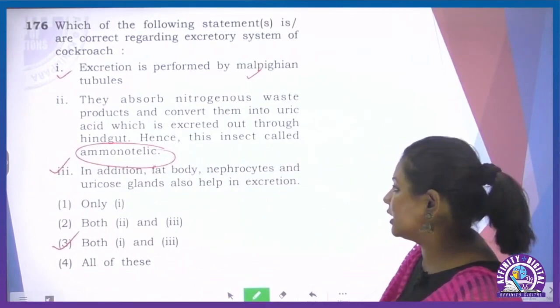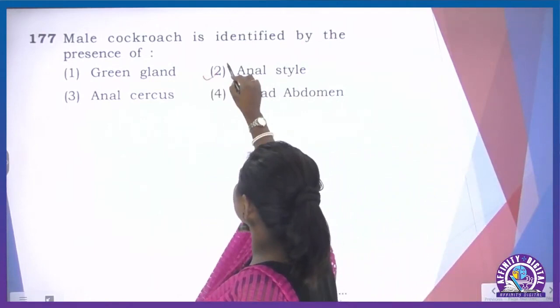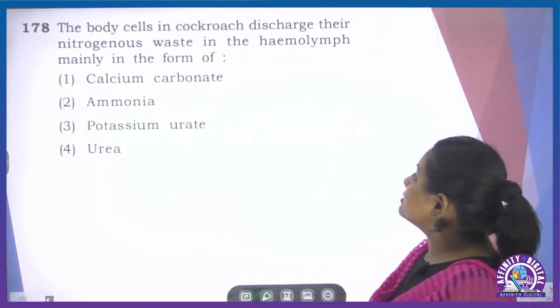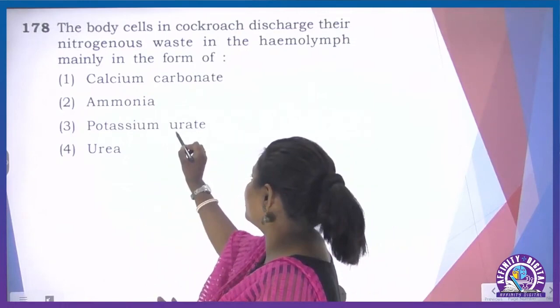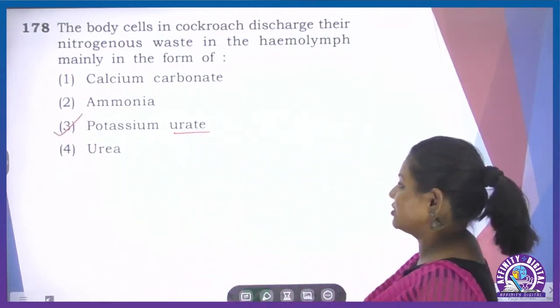Male cockroach is identified by the presence of, very easy question, it is the second option, anal style. The body cell in cockroach discharge nitrogenous waste in the hemolymph mainly in the form of uric acid. The uric acid ko kis form mein likh sakte ho? Urate. So the answer will be the potassium urate.